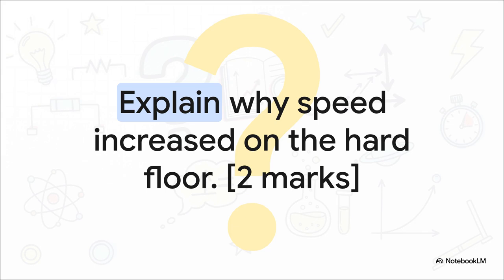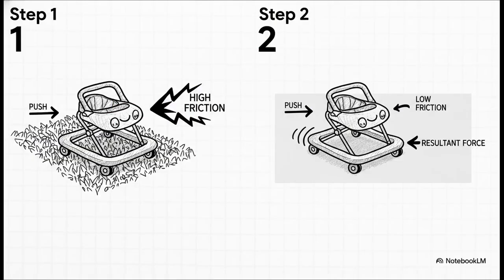Quick tip, whenever you see that word, explain, it's a signal. It means you can't just state a fact. You have to connect the dots and show a logical link from cause to effect. So check it out. It's a simple 2-step logical chain. For your first mark, you just need to state that the resistive force, or friction, has gone down because of the hard floor.